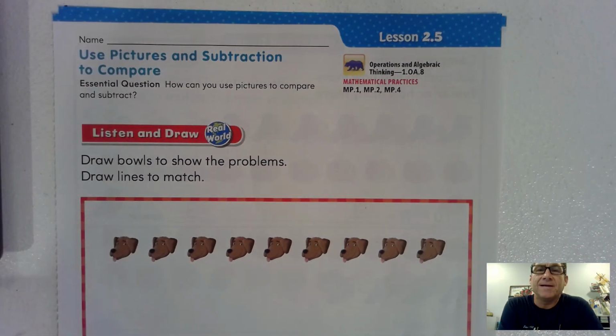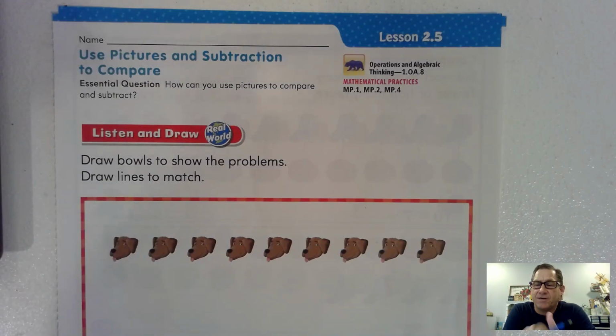Hello everybody. In today's lesson, lesson 2.5 of the first grade Go Math textbook, we're going to be talking about using pictures and subtraction to compare. And our question that we need to be able to answer or to be able to explain is, how can you use pictures to compare and subtract? Okay, we are going to be on page 69 of our textbook.